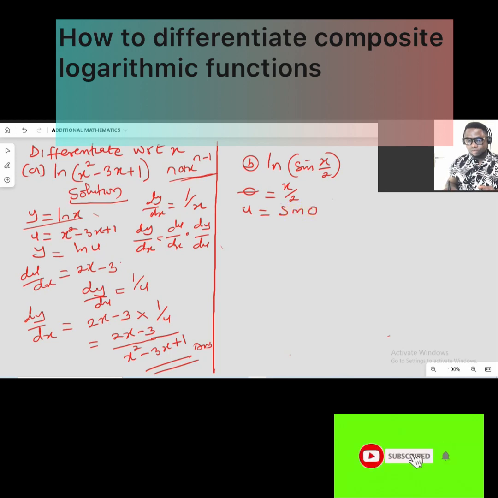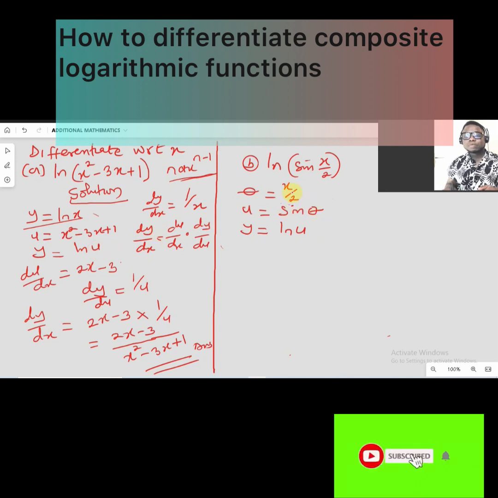That is sine theta. Then I can now call y, that is the whole function, ln u, because I'm going to replace the whole of this with u. That will give me ln u. The goal is to achieve this.